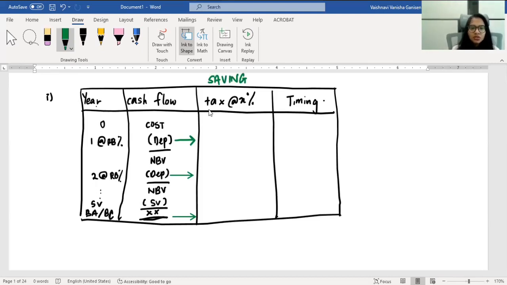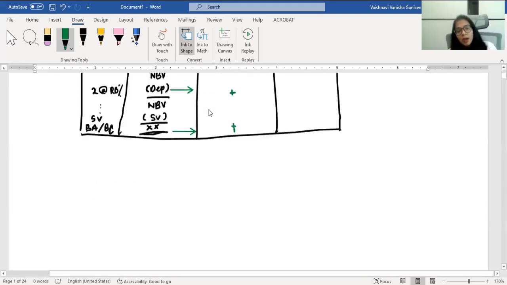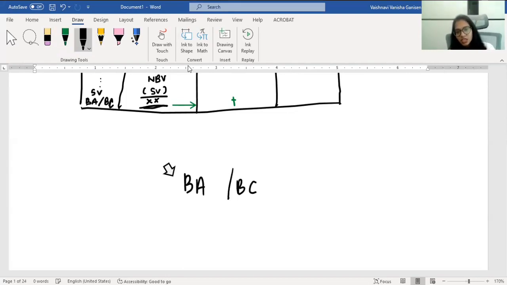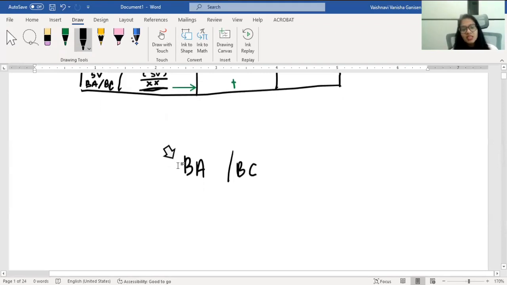So even though your depreciation is negative, this amount multiplied by 30% is a positive value. Now, when it comes to balancing allowance or balancing charge, it's quite weird that it appeared as an arrow. Balancing allowance or balancing charge, okay? What is balancing allowance? What is balancing charge?